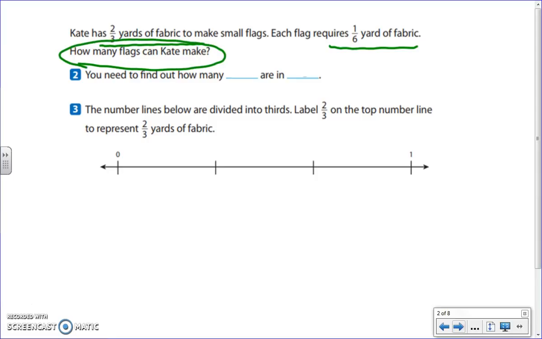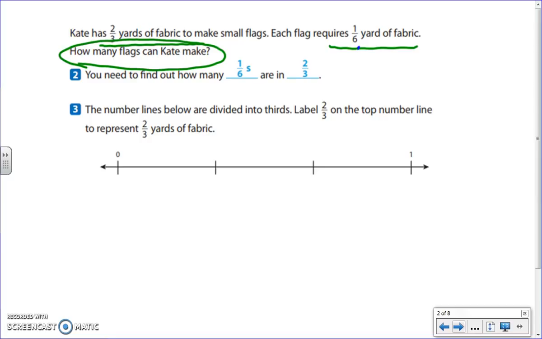And so it says we need to figure out how many blank are in blank. Well, if we're figuring out how many flags she can make, I need to know how many 1/6 pieces fit into 2/3 yards. For every 1/6 we can make a new flag, so we need to know how many 1/6 fit into 2/3. So that's what we're going to put. How many 1/6 are in 2/3?